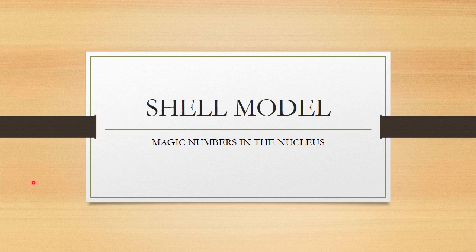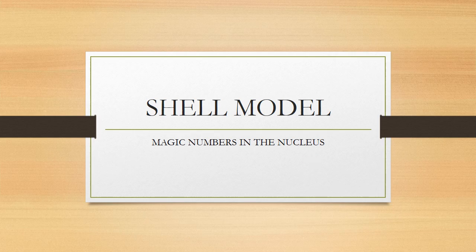Hello students, our next topic is the shell model. Here we explain the magic numbers in the nucleus. In our last model, the liquid drop model, we assumed that each nucleon interacts only with its nearest neighbors. Here we assume the extreme case, where each nucleon interacts with a general force field produced by all other nucleons, which is similar to the case of fermions. Electrons are fermions and nucleons are also fermions.